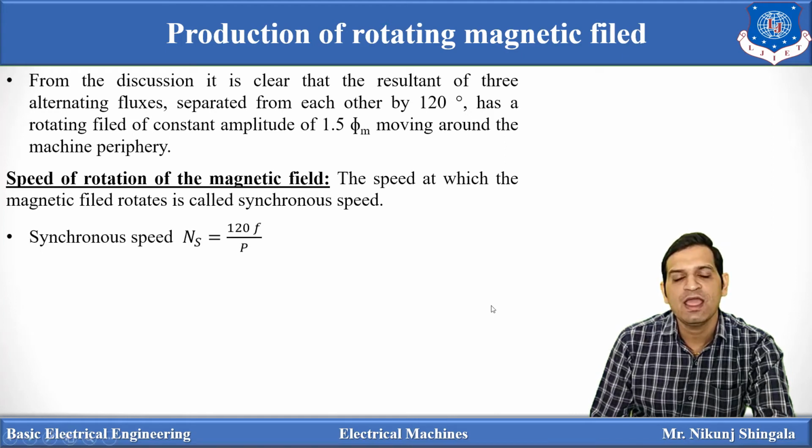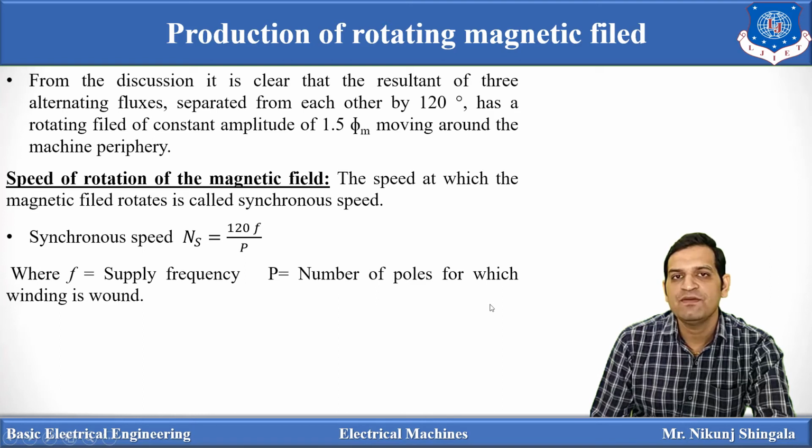which is denoted by N suffix s, and that is equal to 120 f divided by p, where f is the supply frequency and p is the number of poles for which the winding is wound. So as the poles increase, synchronous speed decreases; as the poles decrease, synchronous speed increases. So this is how rotating magnetic field is produced when stator is given three-phase supply.